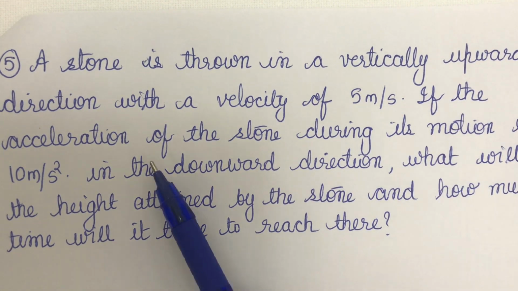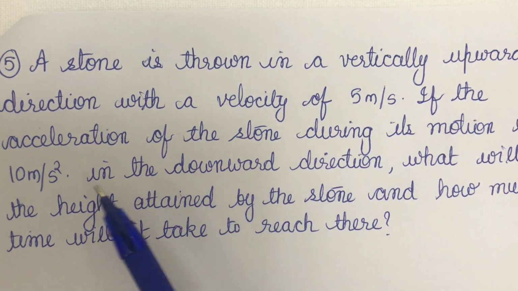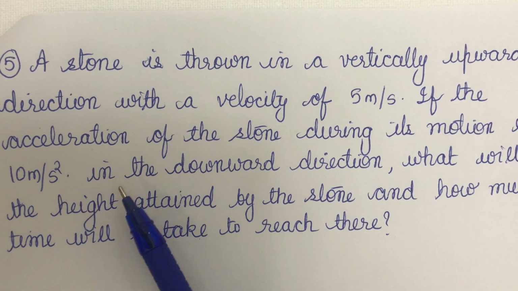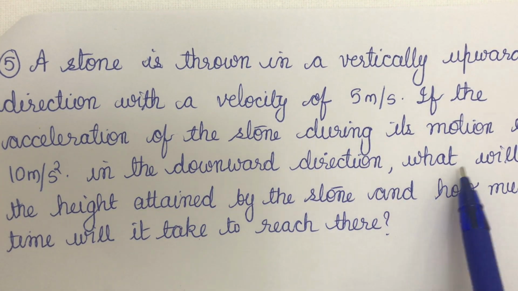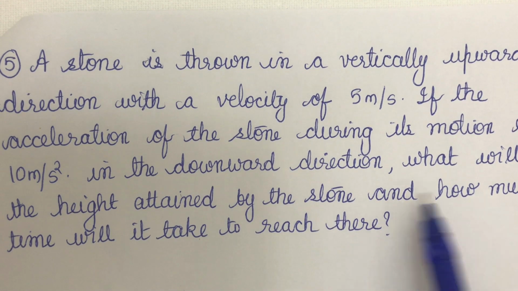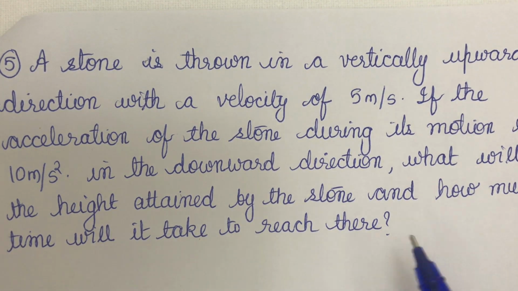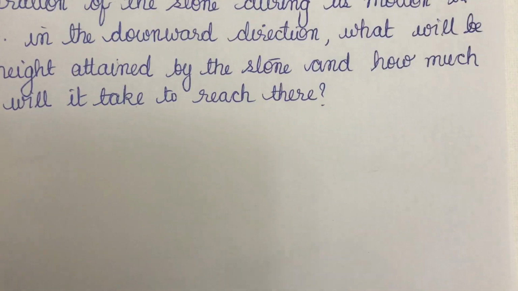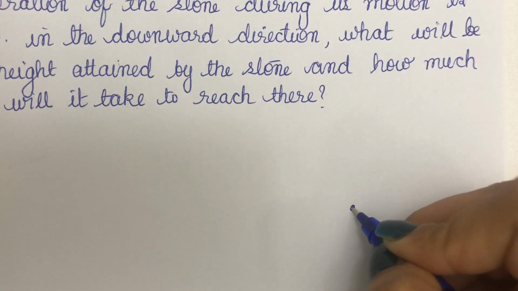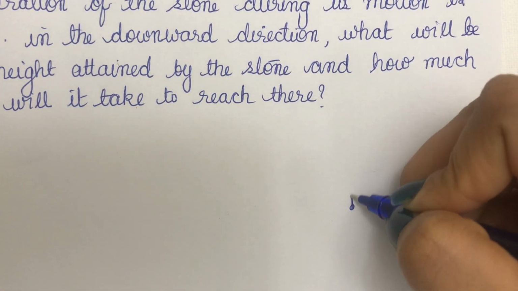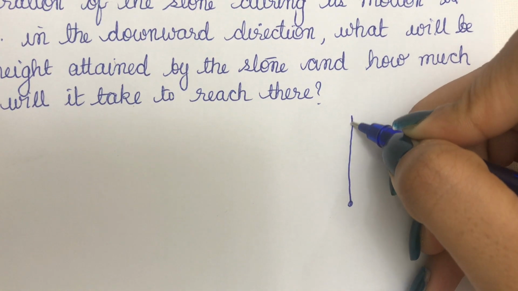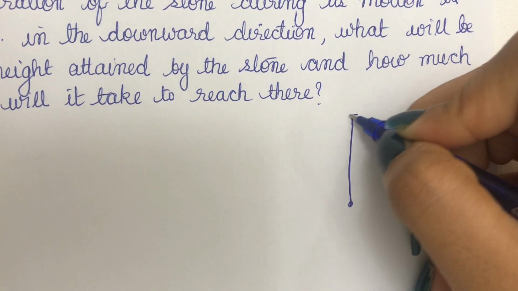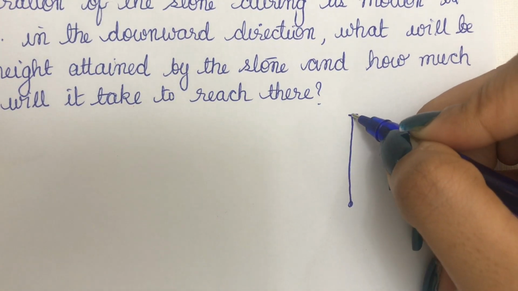Okay, if the acceleration of the stone during its motion is 10 meter per second square in the downward direction, what will be the height obtained by the stone and how much time will it take to reach there? So here a stone is thrown upward. It reaches here, and this will be the maximum height.